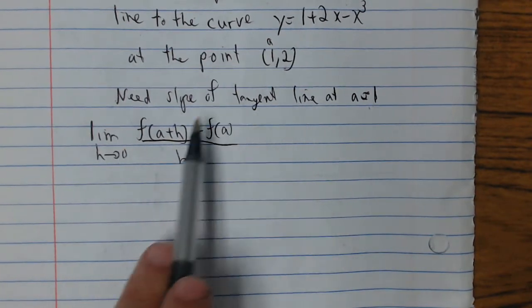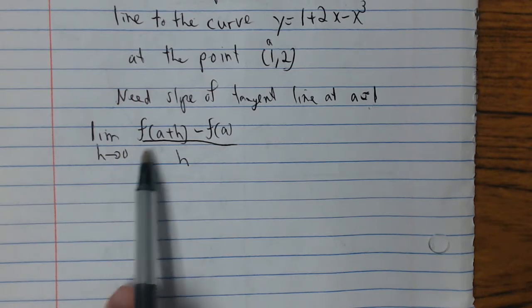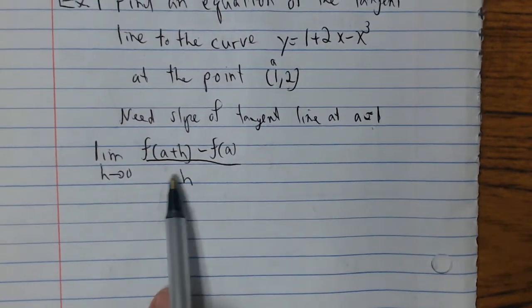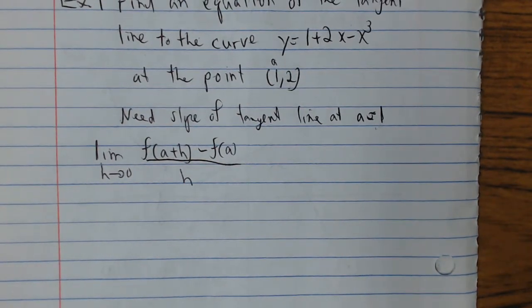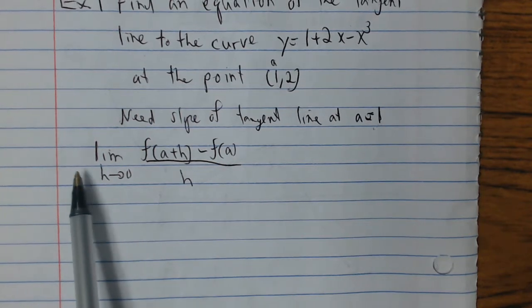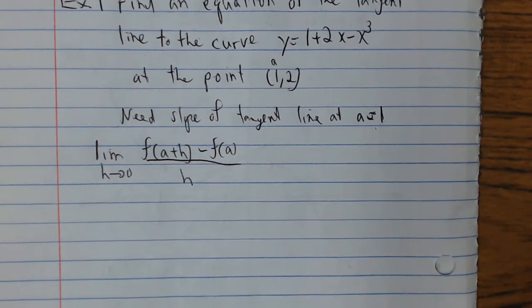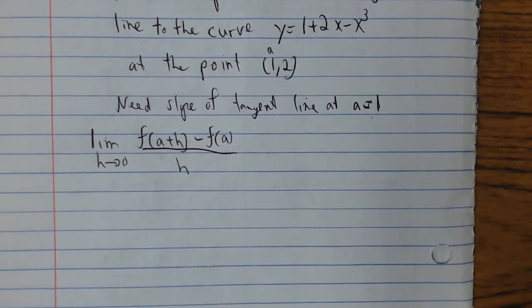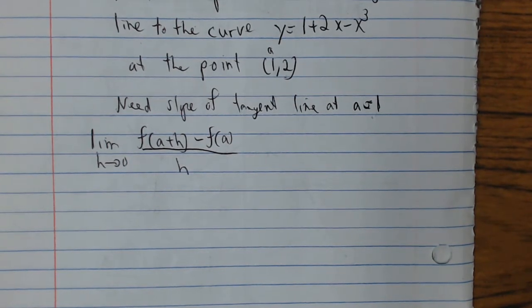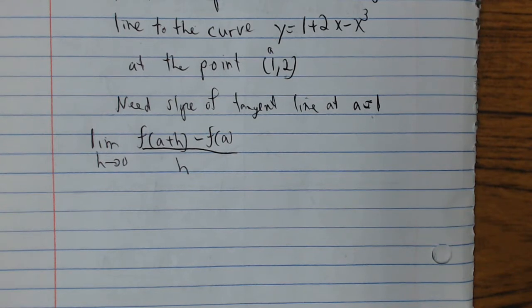Okay, so what I want you to do real quick is take a minute and see if you could set this up, and then see if you could simplify it and see if this limit exists. If this limit exists, that will basically be the slope of the tangent line. So go ahead and take a minute and do that real quick.